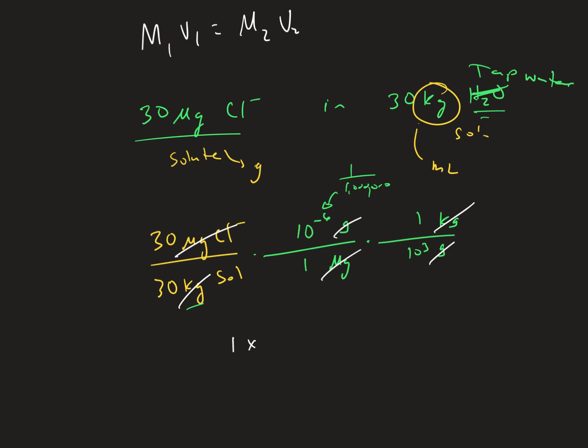1 times 10 to the negative 9, no units, right? So what are we going to multiply by? A million or a billion? A billion, because a billion is 10 to the 9 power. And if we do that, we're just going to get what? 1 what? Parts per billion.